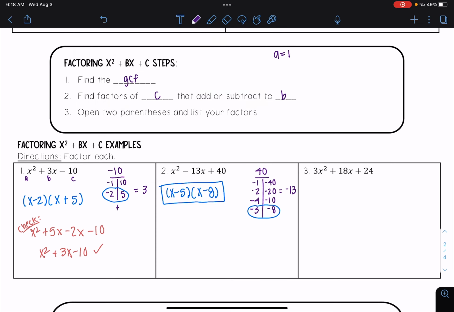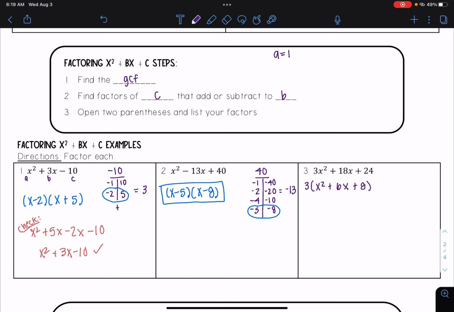Okay, let's look at one last one. So here I have 3x squared plus 18x plus 24. I see this time my a is not equal to 1, and so that kind of clues me in to see, okay, is there actually a GCF here? And I see that 3 goes into all of 3, 18, and 24. So I want to start off with factoring out that 3. So I'm going to place 3 out in front and divide 3 from all 3 terms. So I have x squared plus 6x plus 8.